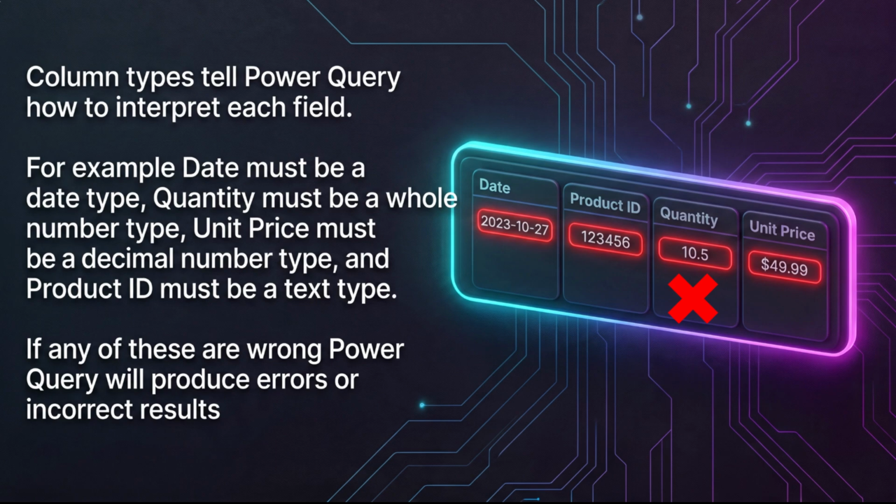Column types tell Power Query how to interpret each field. For example, date must be a date type, quantity must be a whole number type, unit price must be a decimal number type, and product ID must be a text type. If any of these are wrong, Power Query will produce errors or incorrect results. This is why column types must be checked immediately after loading your data.